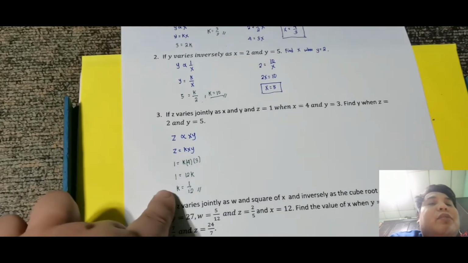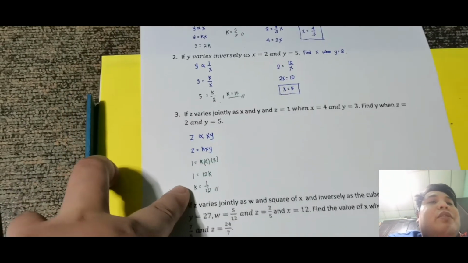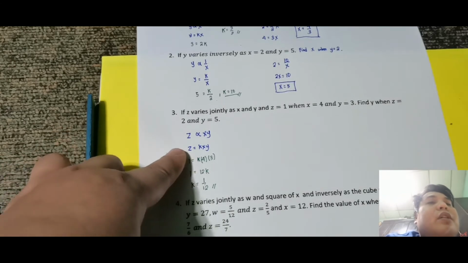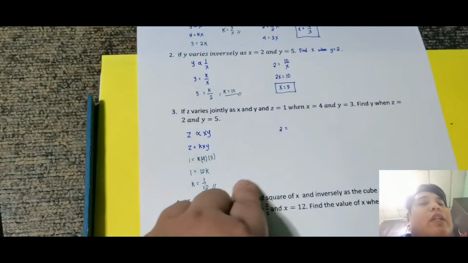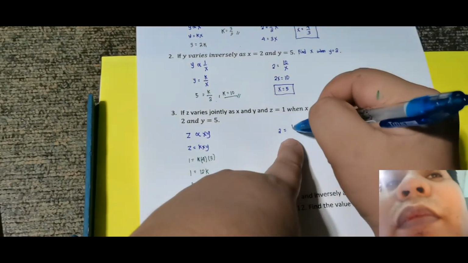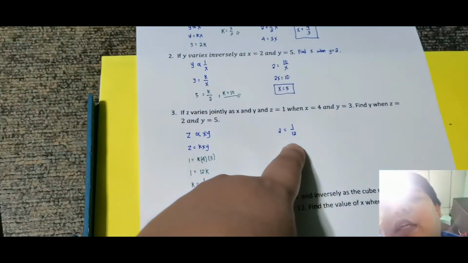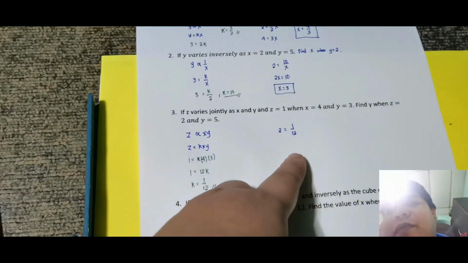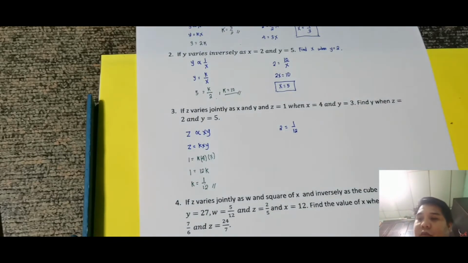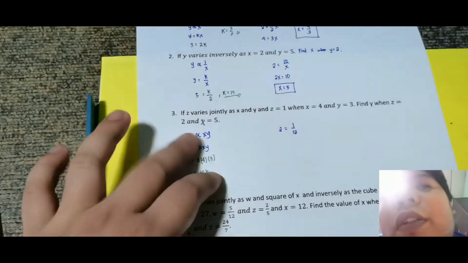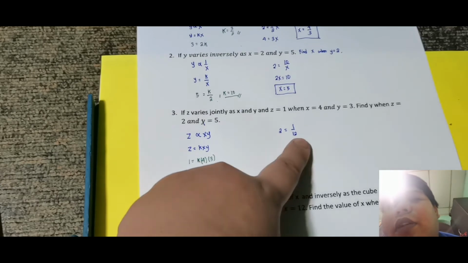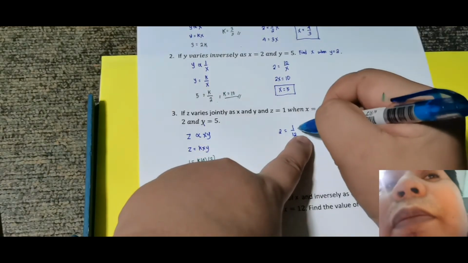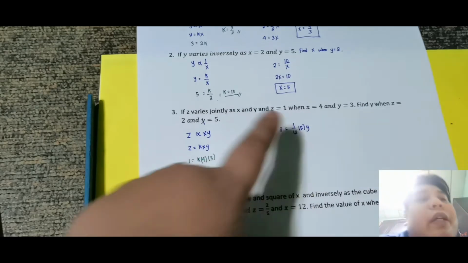Next is syempre input natin ulit yan dyan sa given information. So ito yung gagamitin. So z is equal to 2. Okay, then k natin is 1 over 12, multiplied by x. X dapat to, sorry. So, find y when z is equal to 2. Okay, ito na yan. K is 1 over 12. So, hanapin na natin value ng y. So, x is equal to 5. Okay, then ito yung y.